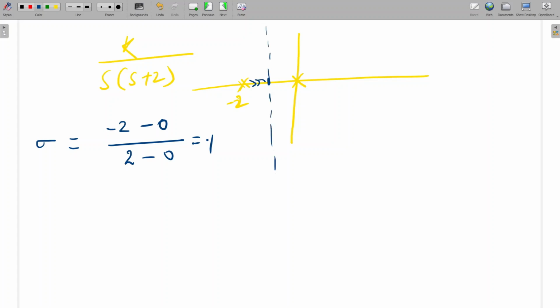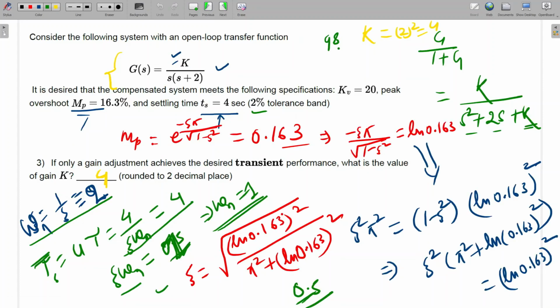So it will come like this, will come like this, and it will go like this. So this will be the root locus. And as per the desired requirement, we have some requirement. So what is the requirement? This requirement corresponds to the desired pole. What will be the desired pole?